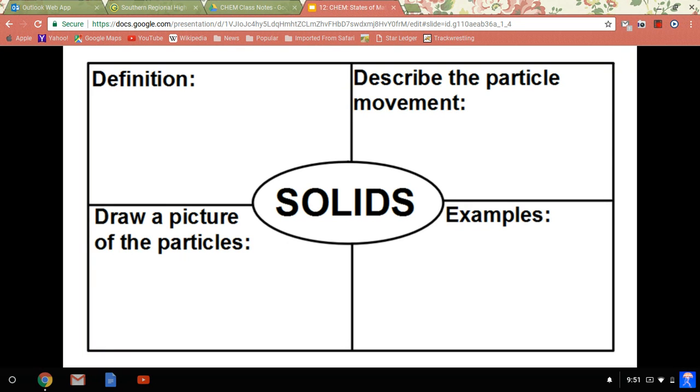All right. You also have one more thing on your note sheet. KMT stands for kinetic molecular theory. This is true, and we've talked about this many times in class. As I talk about solids, you're going to be filling out the grid that's on your note sheet. So I'm looking for you to write the definition of solids, describe how particles in a solid move, draw a picture of what the particles look like, and just give me at least 2 examples of things that are solid.